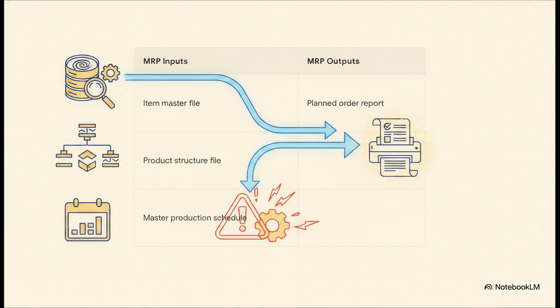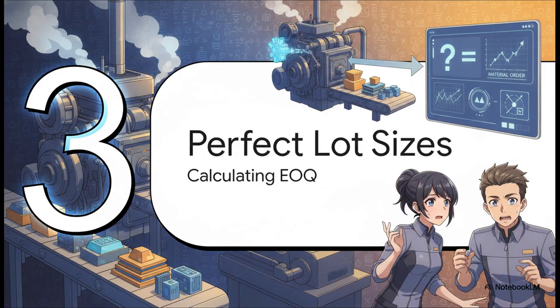An effective MRP system requires an incredibly high level of data accuracy, usually around 95%, which is notoriously difficult to maintain. Why? Because you're constantly fighting real-world friction. I'm talking inventory spoilage, vendor data lags, simple human errors on the scanning floor. If those input nodes are wrong, your planned order report is going to be a complete disaster. With that engine running, let's jump into Section 3, calculating perfect lot sizes.